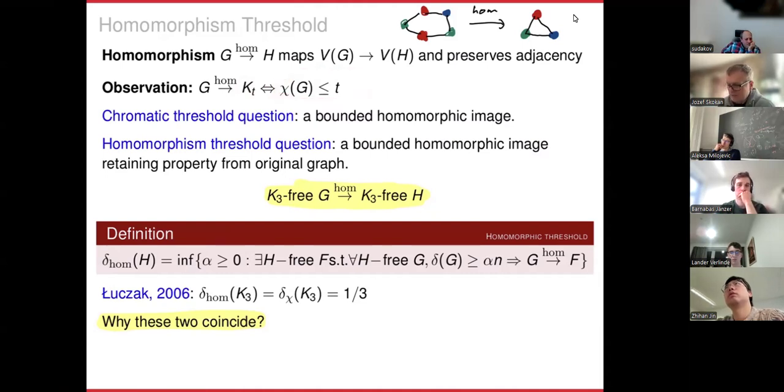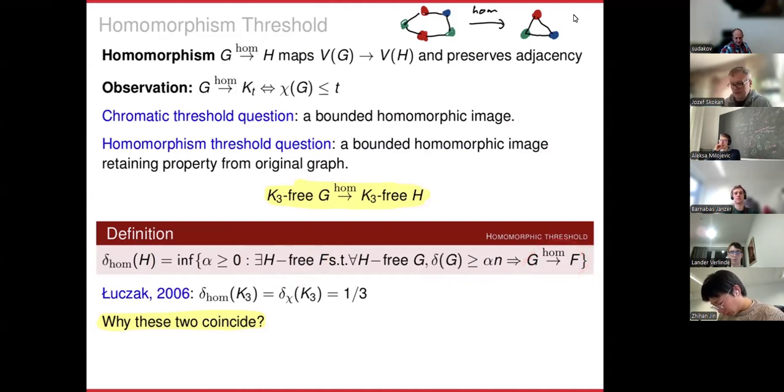Now, if we talk about chromatic thresholds, in that type of question we ask for a bounded homomorphic image because we want to bound the chromatic number. In the homomorphism threshold question, we ask for more. We ask for a bounded homomorphic image that retains a property from the original graph. So in our setting, we want to find a homomorphism from K3-free G to K3-free H, and the size of H must be bounded. So we ask for more, and one would think that the threshold should be higher. So we can define a homomorphism threshold that captures this property. Again, we want to find the smallest alpha such that there exists a universal H-free graph S such that every H-free graph G with minimum degree at least alpha n has a homomorphism to this graph.